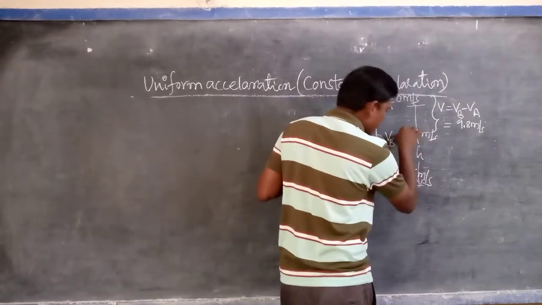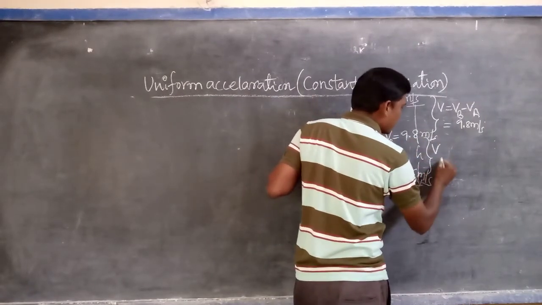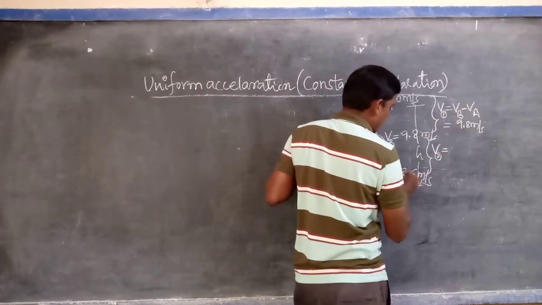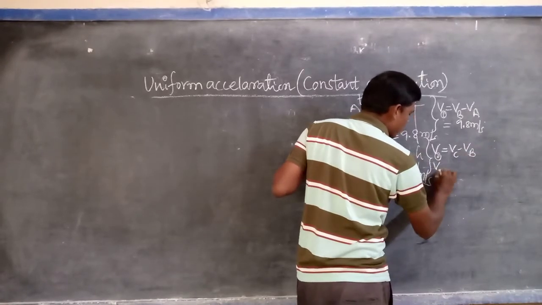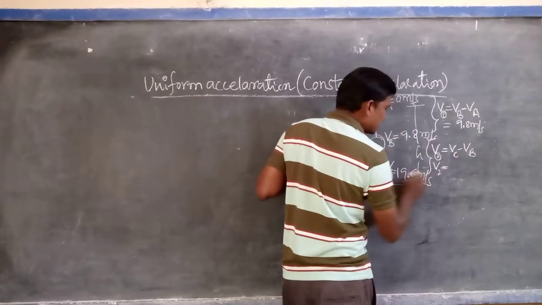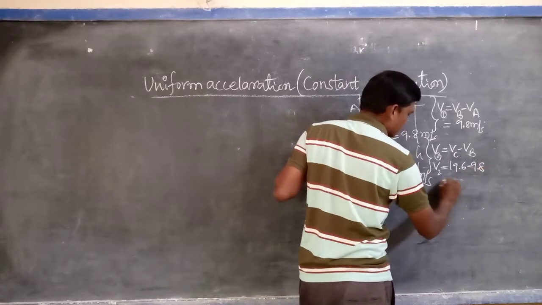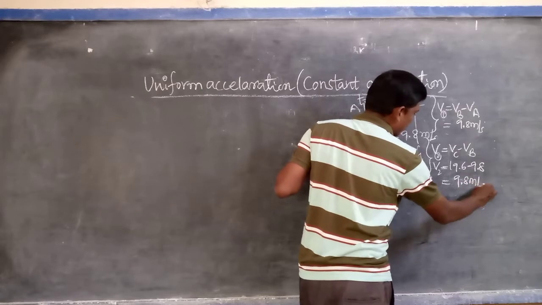Okay. Next, Vb and Vc, between B and C. What is the change in this one? Change in velocity V2, it is V1, it is V2. So Vc minus Vb. So V2 is equal to, what is the Vc? 19.6 minus 9.8. Okay. So finally 9.8 meters per second.